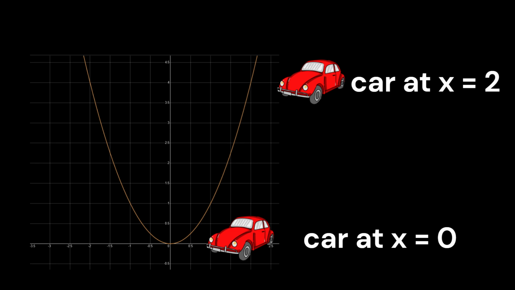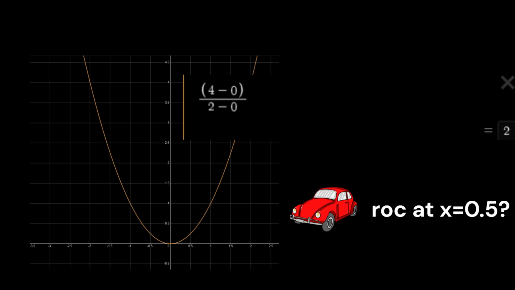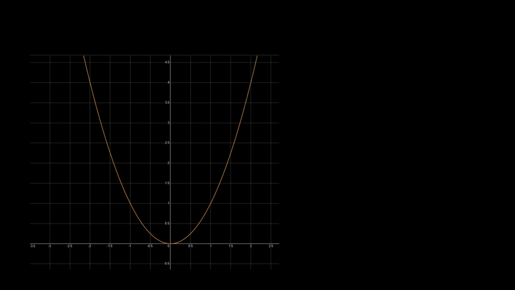Let's say we want to find the rate of change of the parabola at x equals 0.5. Looking at the average, we might say the parabola has a rate of change of 2. However, when we actually look at the parabola, it's not linear, so the rate of change cannot be constant. For this, we need to take the derivative. Before I show you a way to do this, try coming up with a solution yourself.